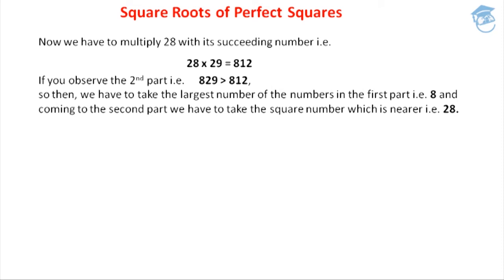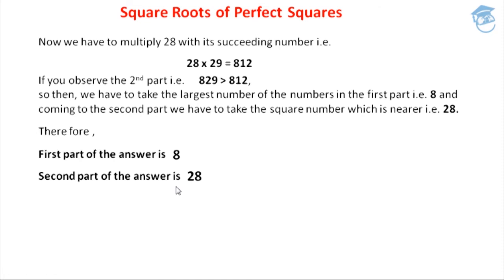Here in the first part we had a dilemma about which of the two digits, 2 or 8, should be taken. Since the second part is greater than the product, we take the bigger of the two numbers, that is 8, in the first part of our answer. Now coming to the second part of the answer, the square number which is nearest but less, that is 28, should be taken. Therefore the first part of the answer is 8, and the second part of the answer is 28.